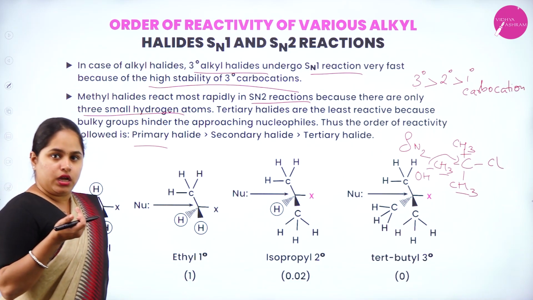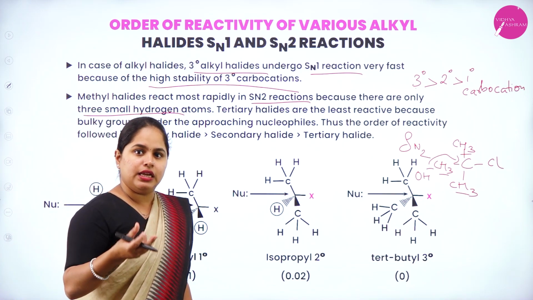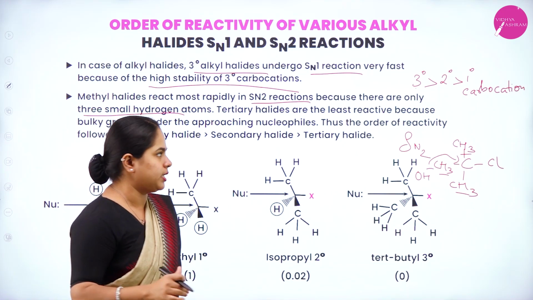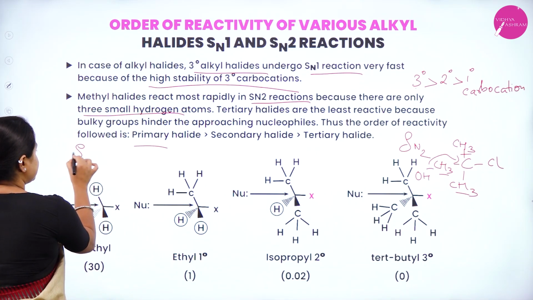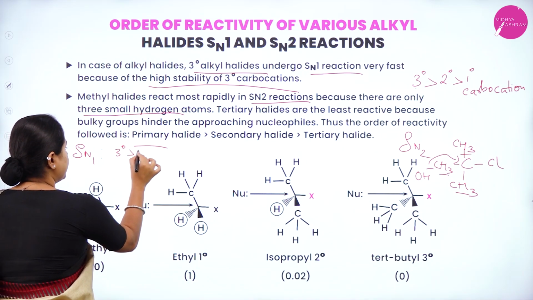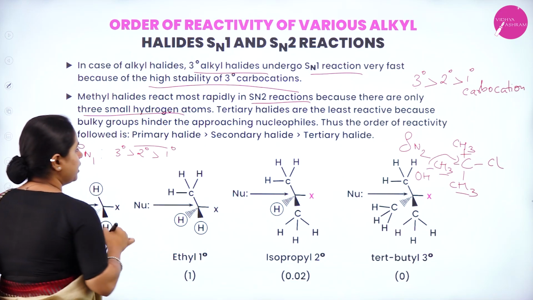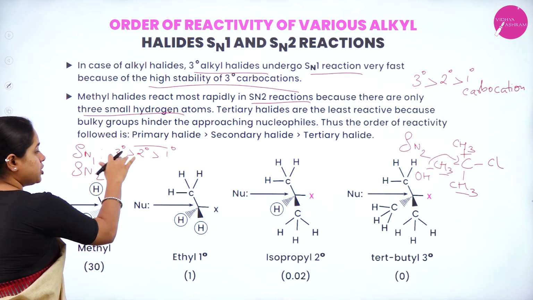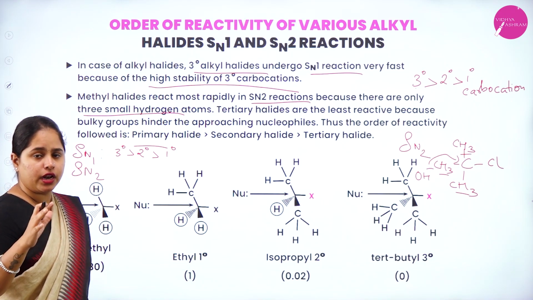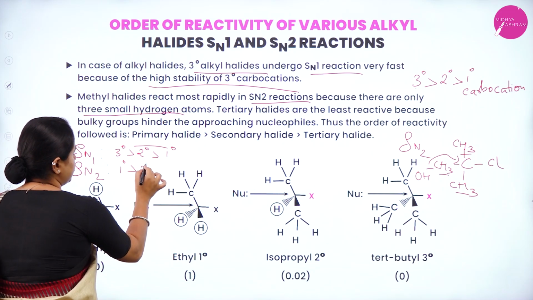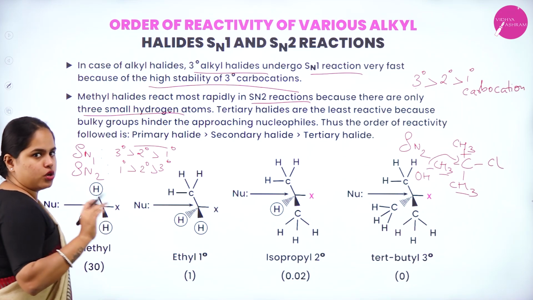Hence, in case of SN2, the lesser the number of alkyl groups, the much easier it is. So, what you have to remember is that in SN1, the order of reactivity is tertiary, secondary, primary alkyl halide. That means tertiary alkyl halide will undergo reaction faster. In SN2, it will be primary, secondary and tertiary. So, I hope it is clear.